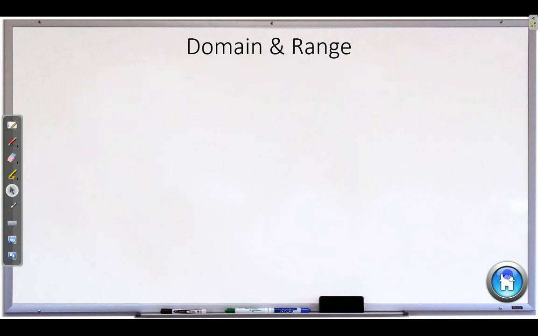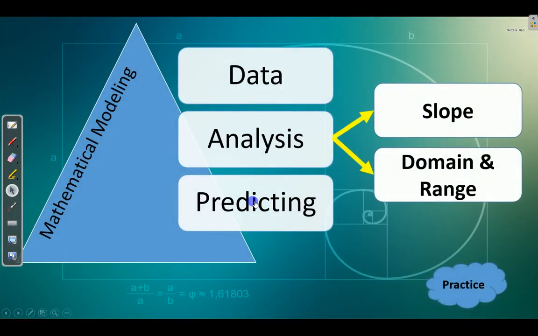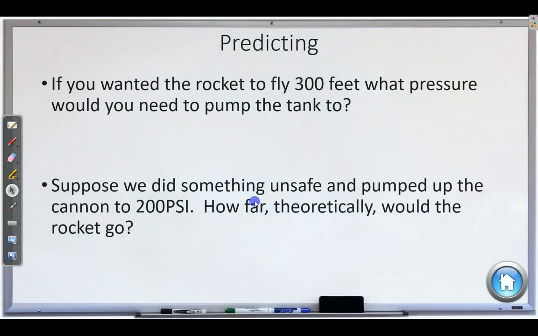Let's take a look now, the one last thing we have to do, predicting. So now that we have our model, we've analyzed the model a little bit, we can do our predictions. This is very similar to our previous video and previous topics, so I'm hoping these go pretty easily. If you want to fly the rocket 300 feet, what pressure would you need to put it up to? Well, this is a y value, and so it's going to go on the left side of our equation.